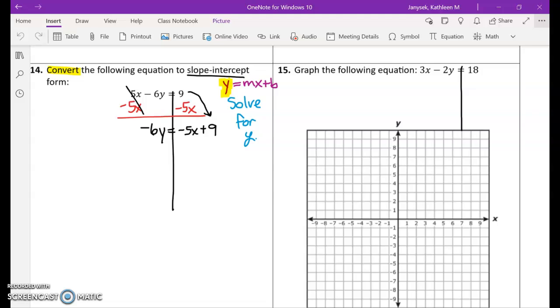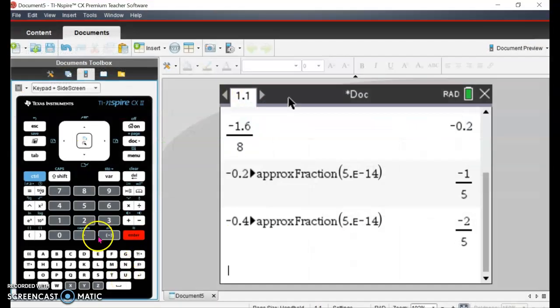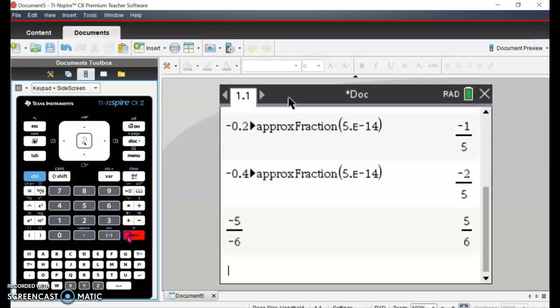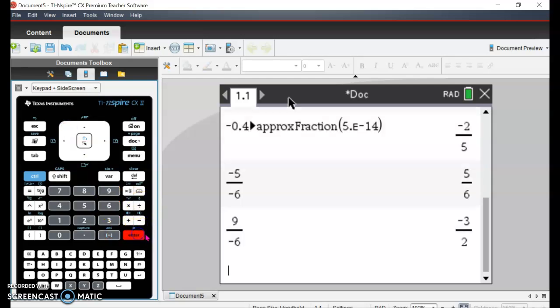The last step to get that y alone is to divide by the number in front of y. Divide all of them by that number. So the negative 6's cancel, leaving us with just y. And I can type in both of these numbers, the divisions, into my calculator, whether it is on the Inspire or on Desmos. So I'm going to type in negative 5 divided by negative 6. A negative divided by a negative made it positive. And then 9 divided by negative 6 is negative 3 over 2.